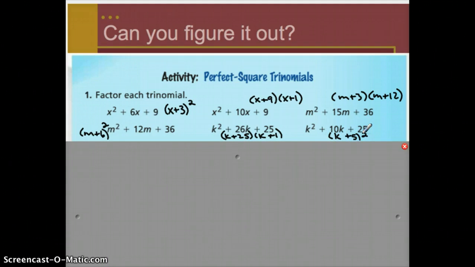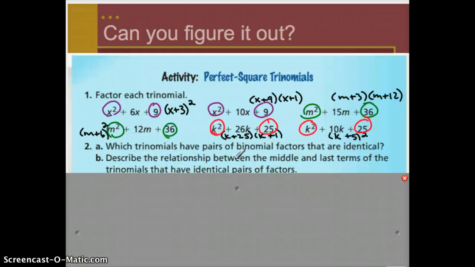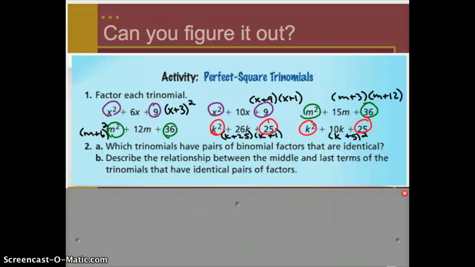Okay, what I want you to notice about these is that the first and last terms of the first pair are the same. The first and last terms of the second pair are the same. And the first and last terms of the third pair are the same. But some of these happen to be perfect square trinomials and some of them don't. So, which trinomials have a pair of binomial factors that are identical? Hopefully you're noticing all the ones that I put the squared by.